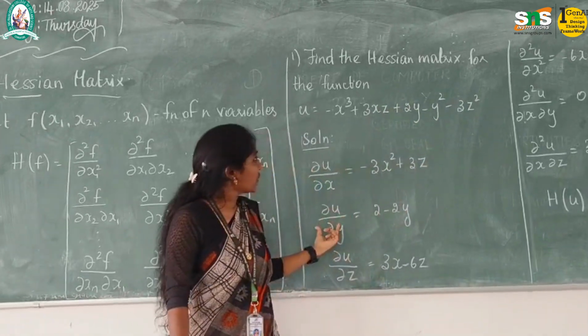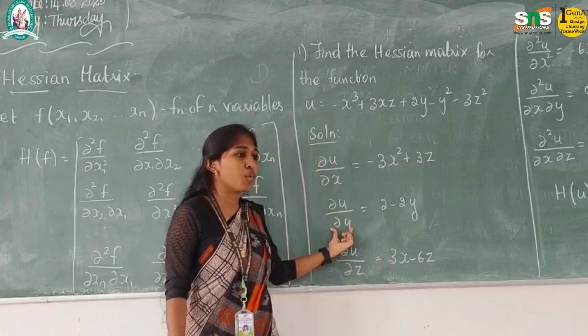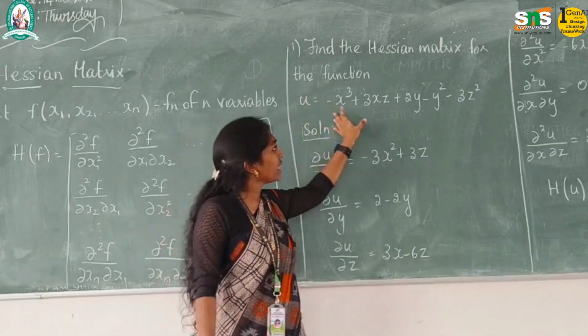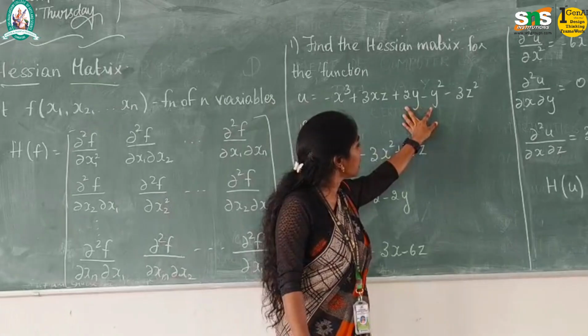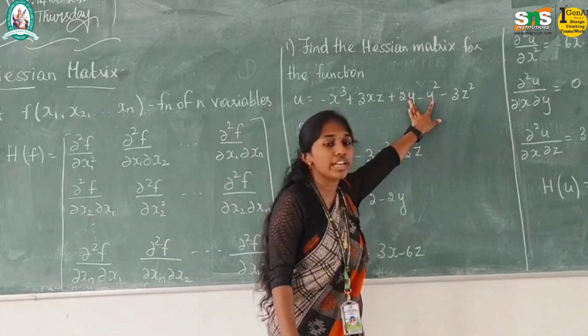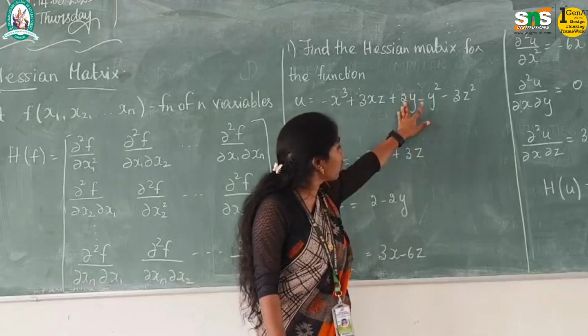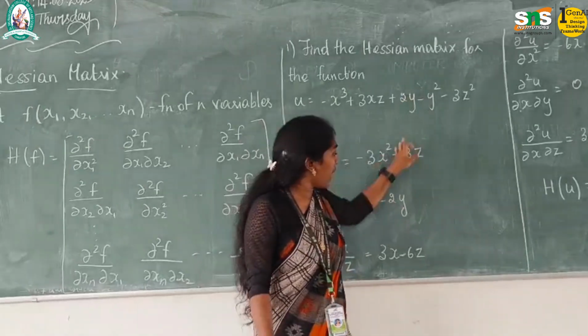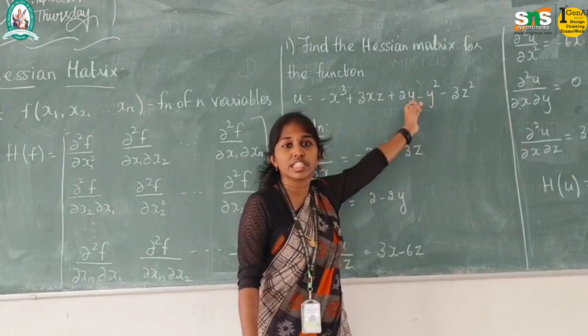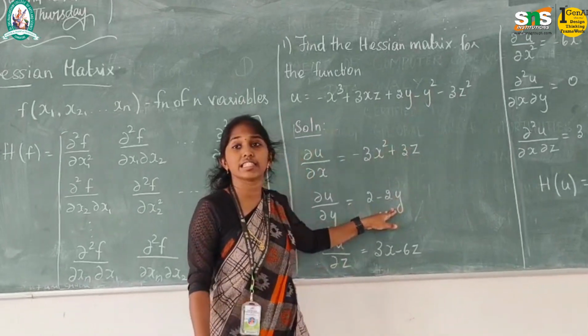Next we are going to differentiate the function with respect to y. By differentiating the function u with respect to y, the values which contain y in the function are 2y minus y square. So we are going to differentiate these two terms only. By differentiating 2y, I get an answer as 2. Then minus, again we differentiate y square with respect to y, and I get an answer as 2y.